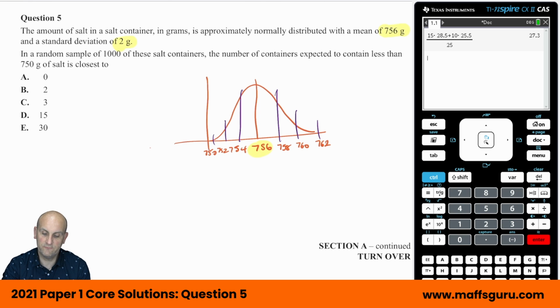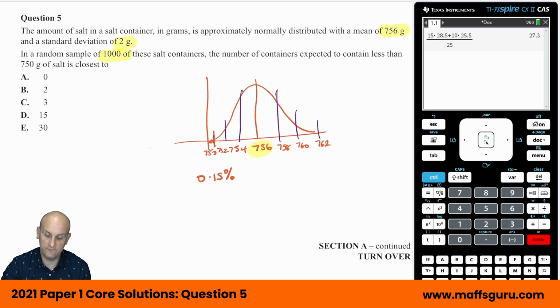In a random sample of 1,000 of these salt containers, the number of containers expected to contain less than 750 grams. So less than 750 grams. Now, if you've got that diagram, you'll know that that is equal to 0.15% of my whole data.